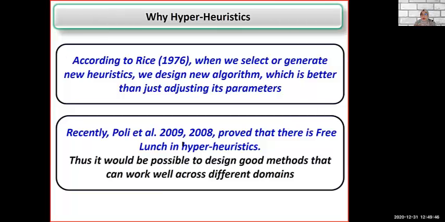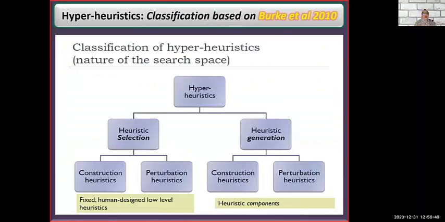Hi everyone, why do we use hyper-heuristics? According to Rice, when we select or generate a new heuristic, we design a new algorithm, which is better than just adjusting its parameters. Pillay et al. in 2008 and 2009 showed that there is a free lunch for hyper-heuristics. Thus, it would be possible to design a good method that can work well across different domains.